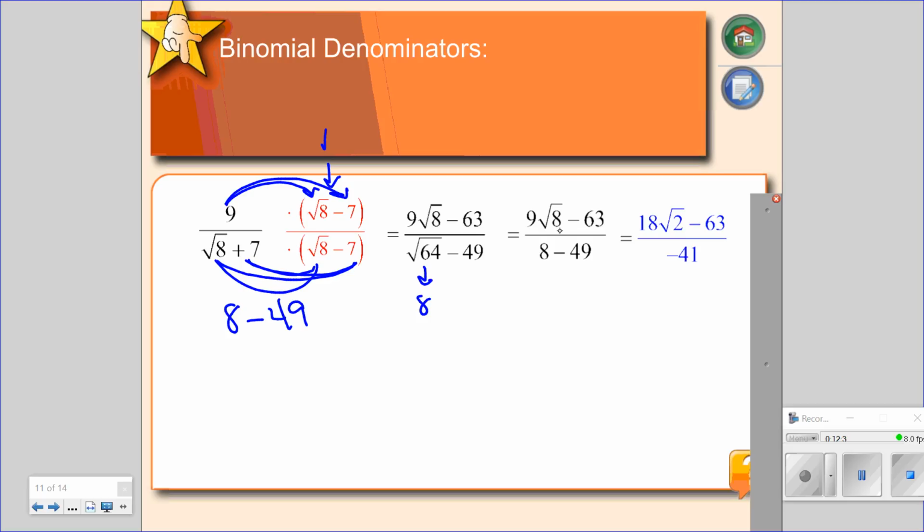Up top, your square root of 8 can break down into 4 times 2. So remember, we always simplify radicals as far as they can go, meaning that this portion of your numerator becomes 18 root 2 minus 63 over negative 41. In this problem, we are finished at this point. If, however, the coefficients and numbers in all 3 chunks or parts here could divide out by a common factor, then we would simplify all 3 parts. And I mean the pieces separated by addition, subtraction, and that division bar. In this case, none of them share any factors, so we're done.